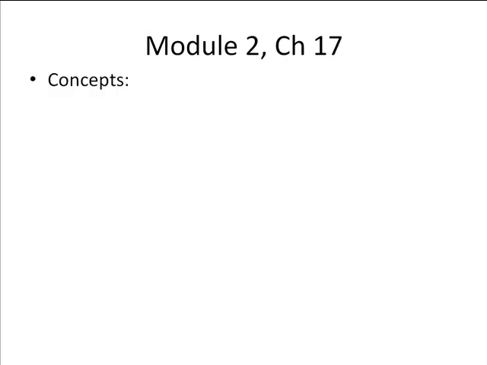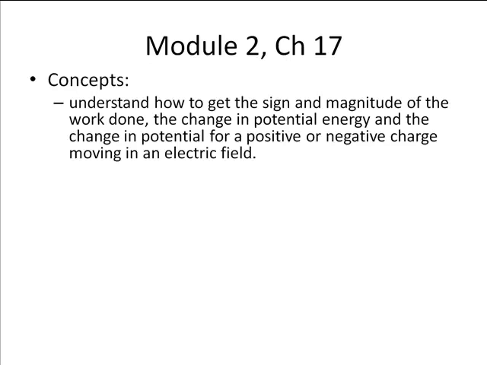How about chapter 17? So the first concept, you need to understand how to get the sign, so whether it's positive or negative, and also the size of the work done, the change in potential energy and the change in potential, when you move a positive charge or a negative charge in an electric field. So again, go back to the online lecture and review what we said for if you move a positive charge in the direction of the electric field or against the electric field, what's the work done? Is it positive or negative? What's the change in potential energy? And what's the change in potential?